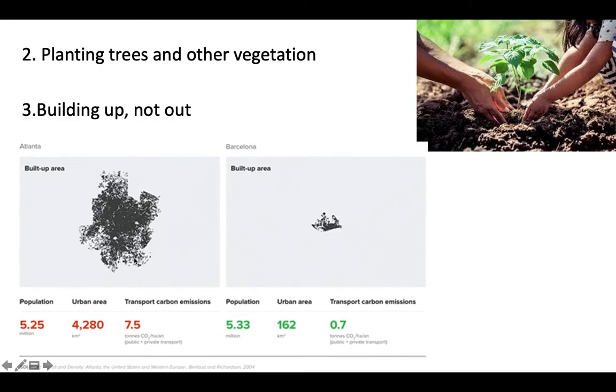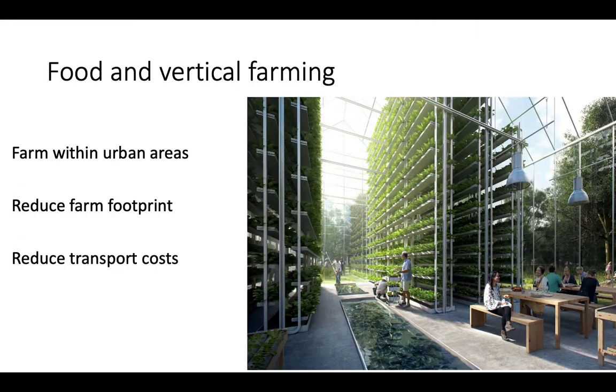If we look at, for example, Atlanta versus Barcelona, they have roughly the same population, about 5.2 million. But Atlanta takes up 4,280 square kilometers, whereas Barcelona only takes up 162, right? And it's got way less emissions, carbon emissions from public transportation because everything is more compacted. Now, there are problems with that, of course, as well, but it's going to help with urban runoff substantially.